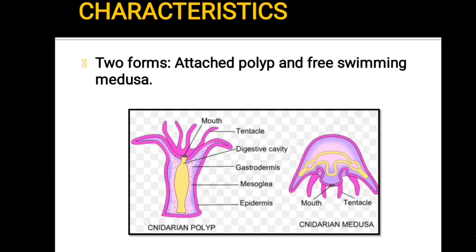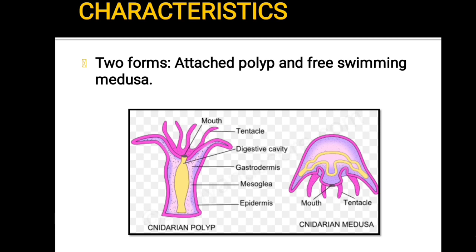One of the important characteristics of coelenterates is that it shows two forms, that is the attached polyp and the free swimming medusa. Polyps are sessile and have a tubular body with a mouth surrounded by tentacles at one end. The other end is blind and usually attached by a pedal disc to the substratum. Example, Adamsia.